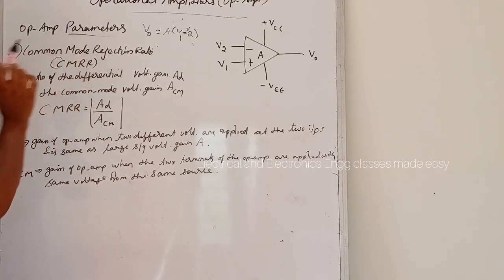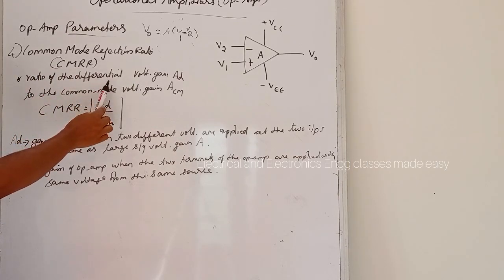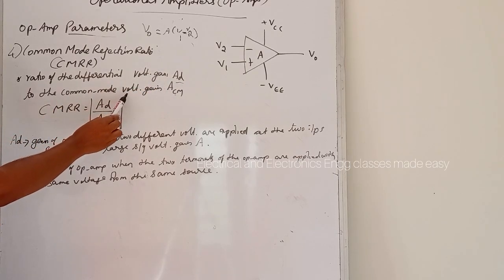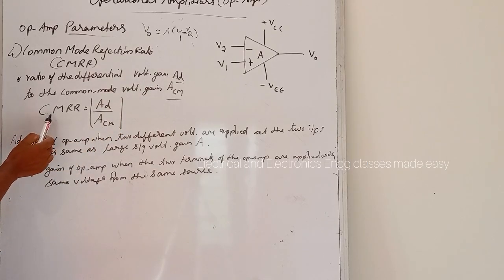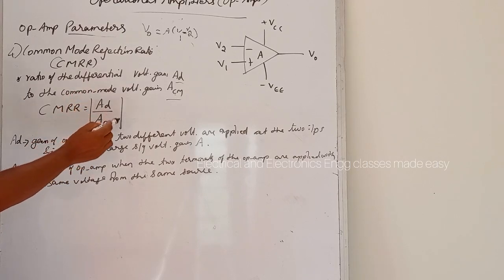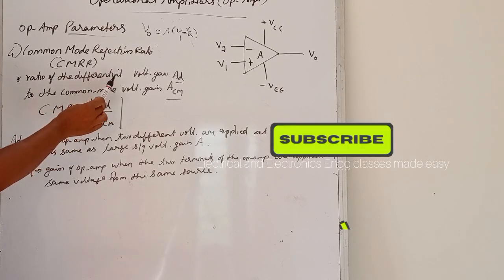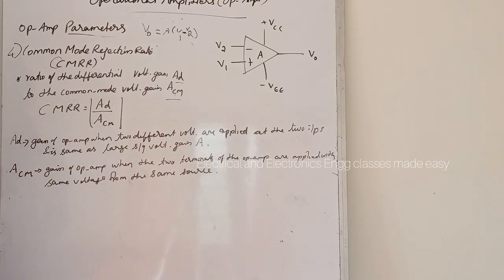Next is common mode rejection ratio, that is CMRR. It is defined as the ratio of the differential voltage gain AD to the common mode voltage gain ACM. That is, CMRR is equal to modulus AD divided by ACM, the ratio of the differential voltage gain to the common mode voltage gain.